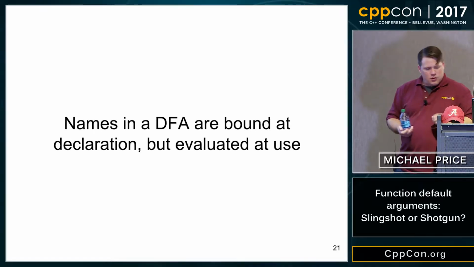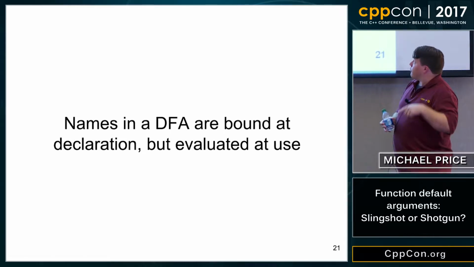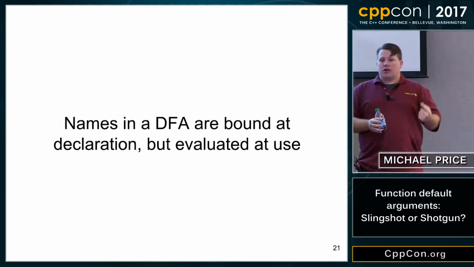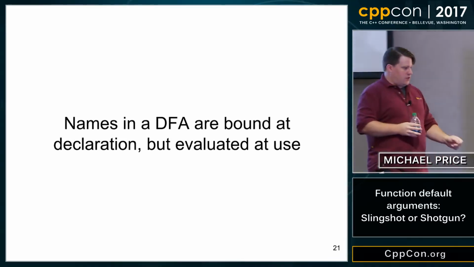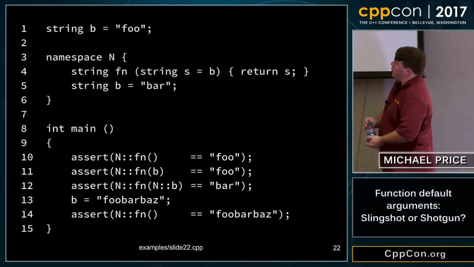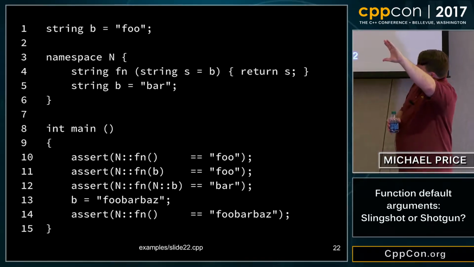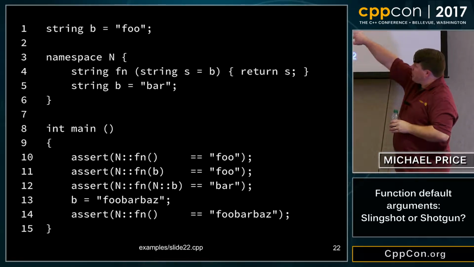So names in a default argument are bound at declaration but evaluated at use. Okay, there should be a code example. Line 1, we have a global b, foo. We have a namespace n on line 3. We say string function with a parameter string s equal b, and we're just going to return s.